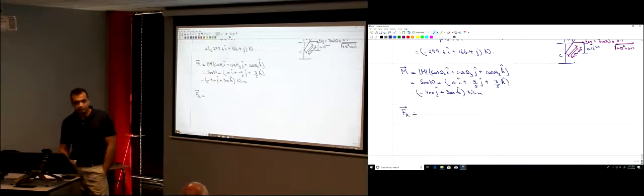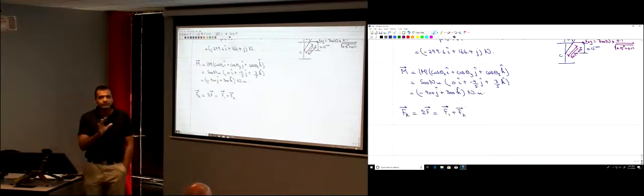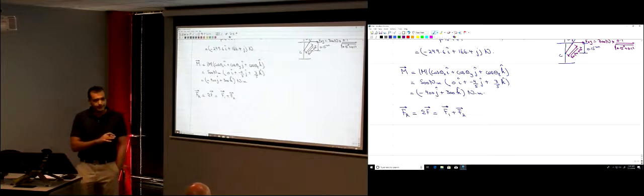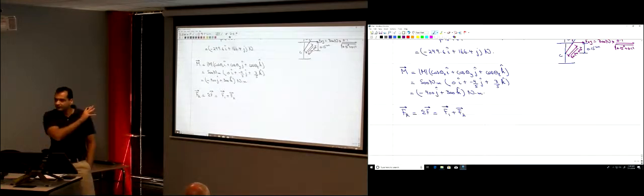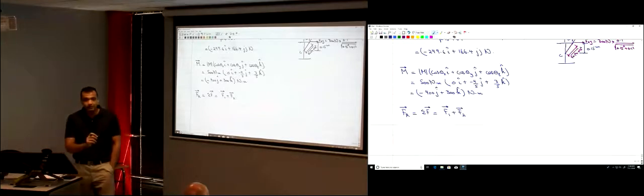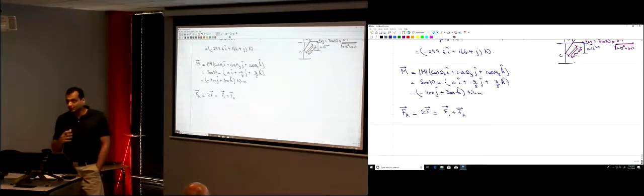How much is the resultant force? Just the summation of the forces. Sum F1, the summation of F1 plus F2. The difficult part is done, okay? It was a little bit difficult to write F2 in Cartesian vector notation, but the rest was easy. Now that we have them in Cartesian vector notation, it's so easy.